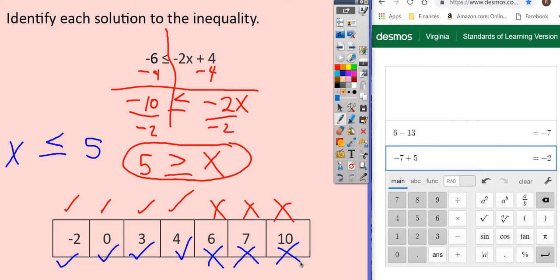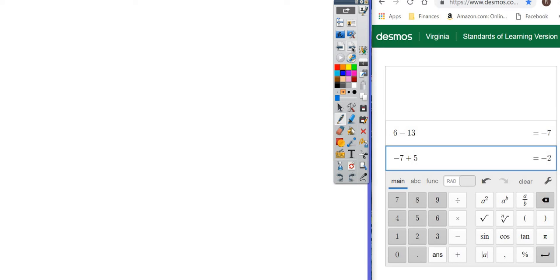So there's two different ways you can go through that, but always check, okay? 5 would be a solution here because of that equal to. So always keep an eye on that. All right, that looks like it's it.